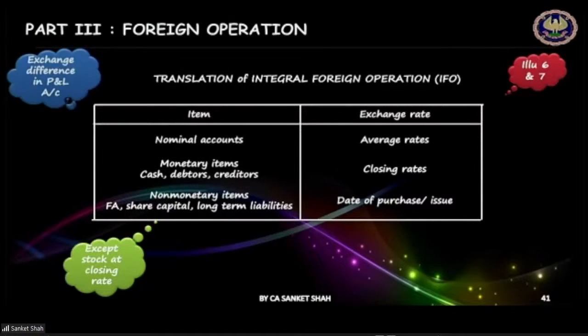Nominal accounts I will take at average rate. Monetary items I will multiply by closing rate, and non-monetary items I will multiply or divide by the rate at date of purchase or date of issue. So, very easy. Illustration number 6 and 7 are based on this, and you have to solve illustration number 6 and 7 in the homework.